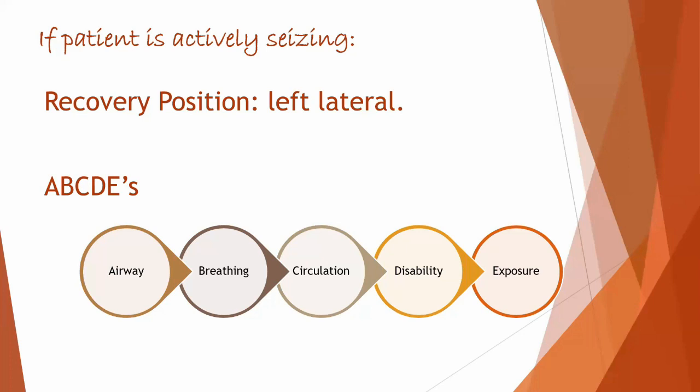Under airway, you're going to look, is the airway patent and maintainable? And you're going to secure the airway if need be. In breathing, you're going to look at the respiratory rate, the effort, the chest expansion and the air movement. And then you're also going to do oxygen saturation and give some supplemental oxygen if needed. Under circulation, it's important to look at the heart rate, the rhythm of the rate, the pulses, the cap refill, skin color and temperature, and the blood pressure.